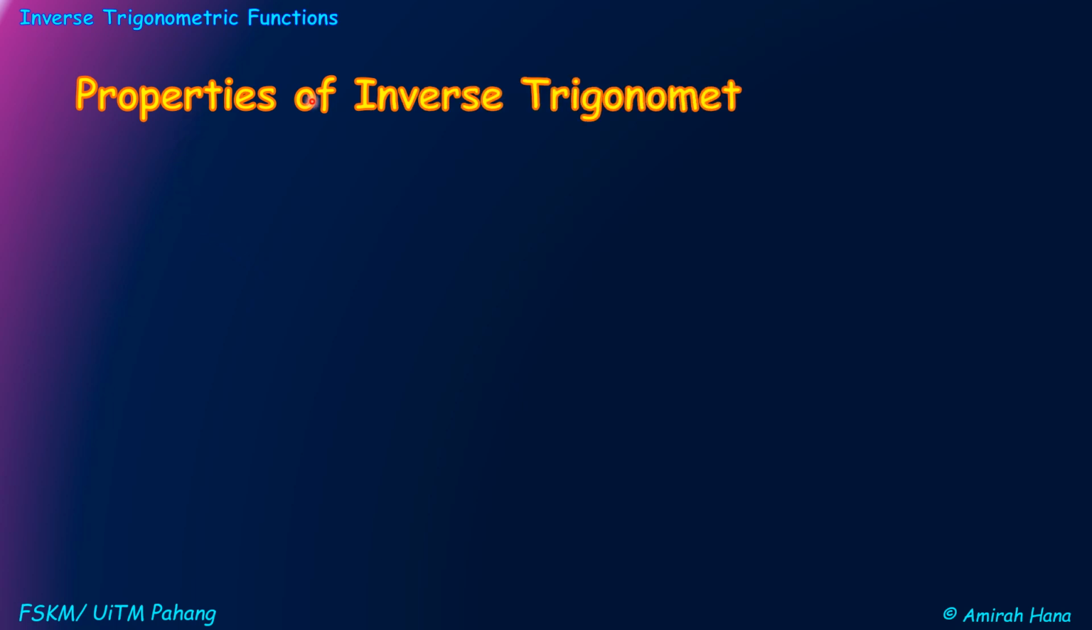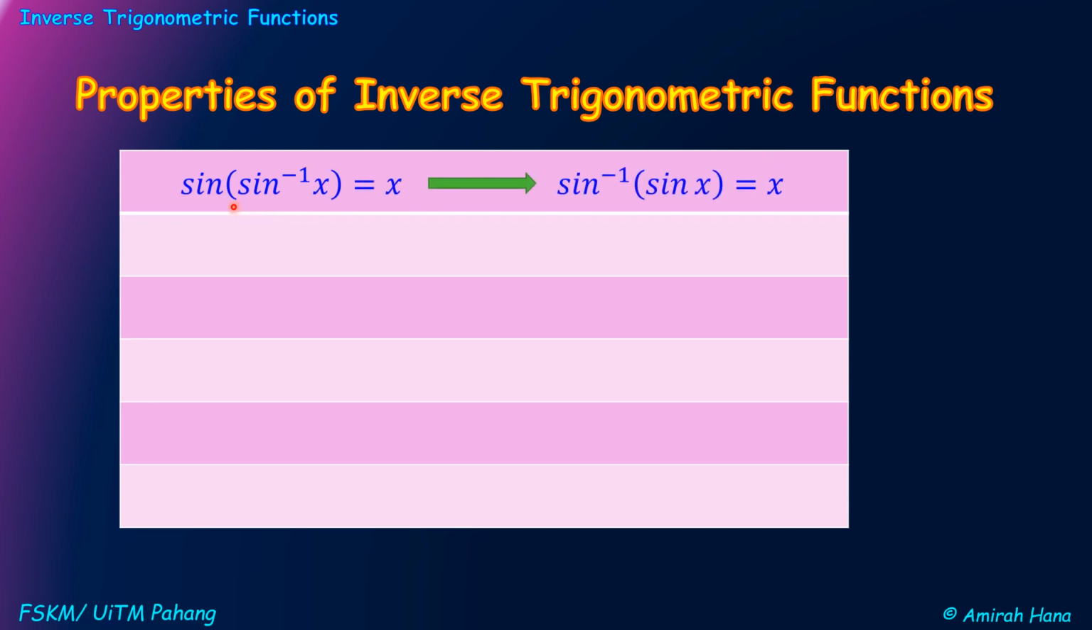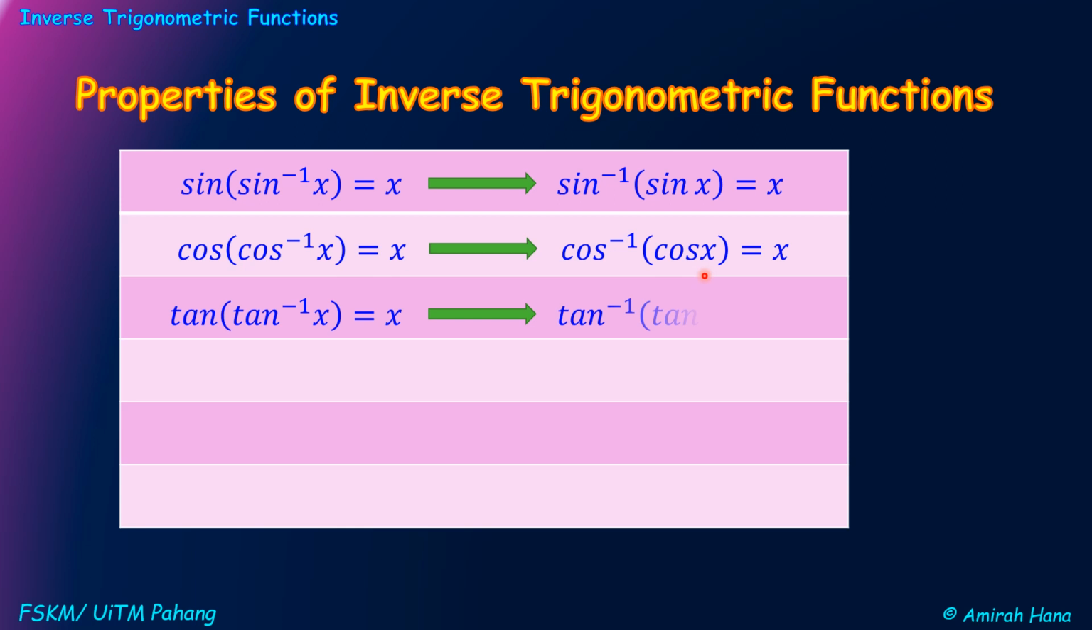Now we look at the properties of inverse trigonometric functions. The first one, if we have a composite function between ordinary sine and inverse sine x, we can simplify and write x. The same goes for inverse sine outside and ordinary sine inside: we still can simplify and get x. If we have cos composite with inverse cos x, we get x, and if we have inverse cos outside and cos x inside, we still get x. The third one, ordinary tangent composite with inverse tangent x, we can simplify and get x, and inverse tangent composite with tangent x also gives x.